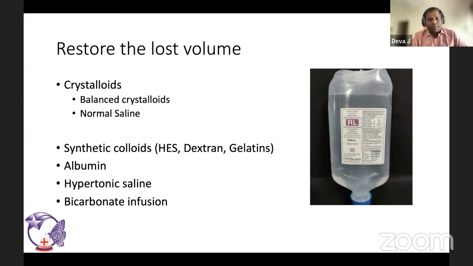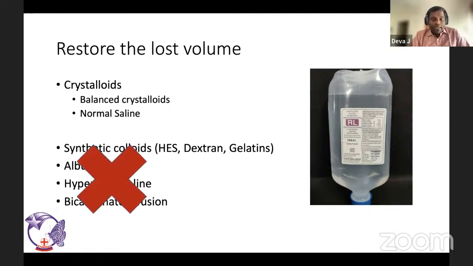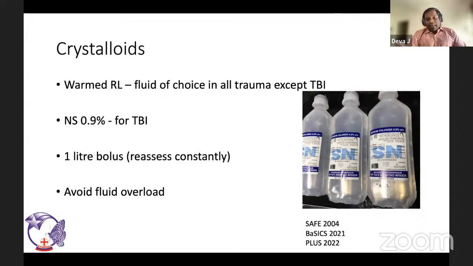What about all these other fluids that are available? There are synthetic colloids like Dr. AB mentioned, hydroxyethyl starch, your Volulyte, etc. Dextrans are available. Gelatins, your Haemaccel is a gelatin. Albumin is available. Hypertonic saline is available. Bicarbonate is available. So we tend not to use them for initial resuscitation of a hemorrhaging trauma victim. So it's crystalloids initially.